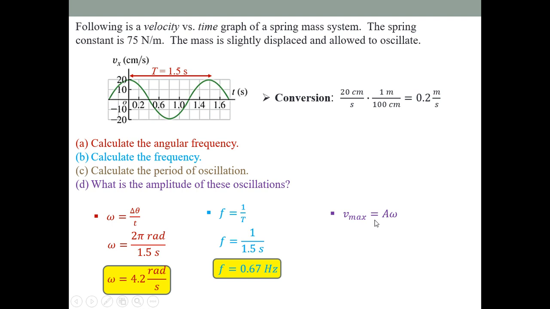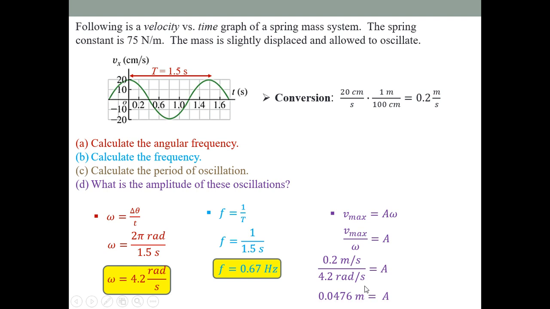V max is given as the amplitude times the angular frequency. Here, we already know V max from the graph. So I chose to go this route because the graph gave us a maximum value of V max, which is 0.2 meters per second. And then I already know my angular frequency. So to find the amplitude, I just have to plug and chug. So V max from the graph is 0.2 meters per second. And then angular frequency we found in part A, which is 4.2 rad per second.